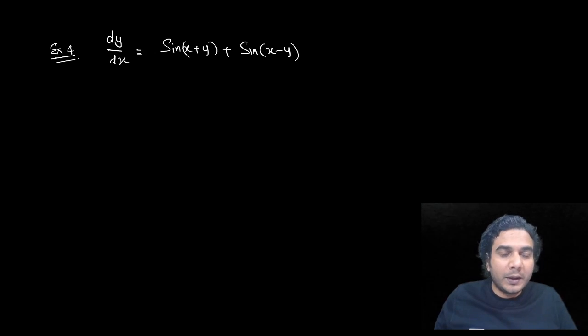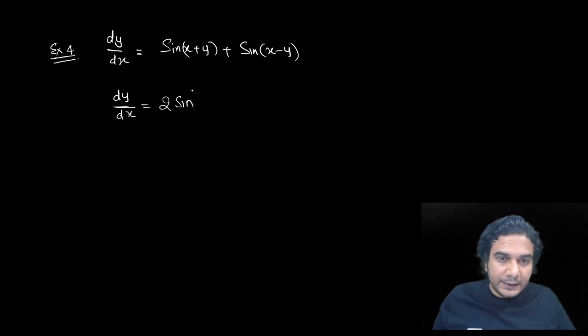All right, then let me do it. I hope you have done it. Now, dy/dx, if you apply sin C + sin D, or even sin(a + b), that is 2 sin((C + D)/2). If you add these two angles, that is 2x/2, so it is x, into cos((C - D)/2), so that is 2y/2, which is y. Then you'll get dy/cos y = 2 sin x dx.